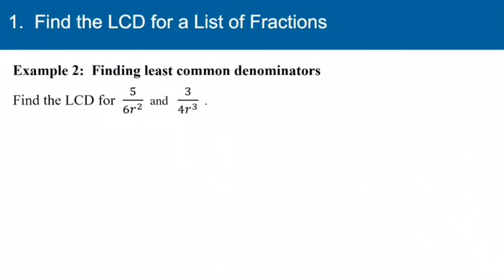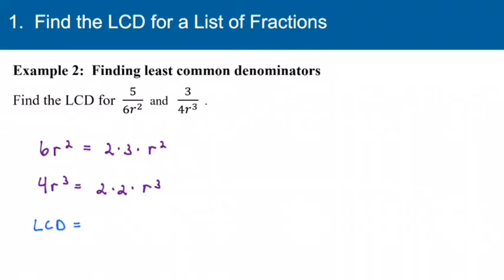Okay, here is another example. So we'll find the LCD for 5 over 6r squared and 3 over 4r to the third. So let's start with our first denominator, which is 6r squared, and we'll break down the 6 into 2 times 3. So this denominator has factors 2 times 3 times r squared, and we can just leave the exponent on that r, that's fine. And let's look at the second denominator, which is 4r to the third. So 4 breaks down into 2 times 2, so we have 2 times 2 times r to the third.